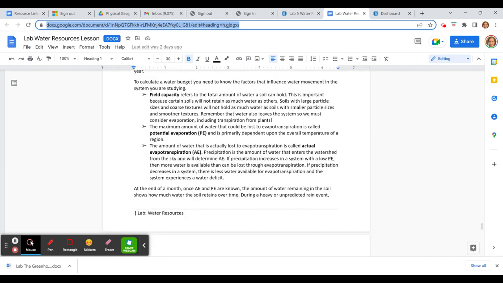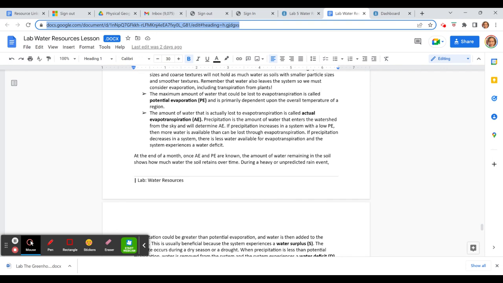So in order to calculate a water budget, we need to know the factors that influence water movement. So we have our field capacity. This refers to the total amount of water a soil can hold. Different soils, as we've heard, have different porosity levels and different permeability levels. So different soils hold water in different ways.